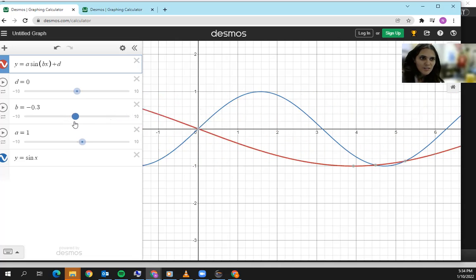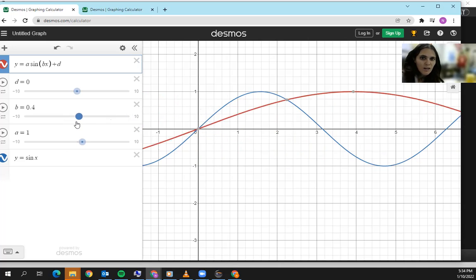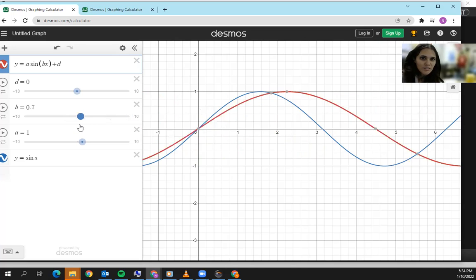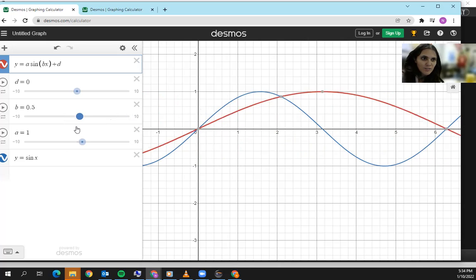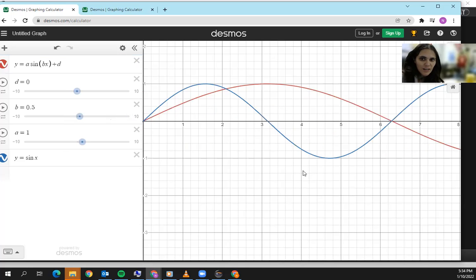Let's not go negative. B gets smaller, we are horizontally stretching. So look at that again. As b becomes a fraction less than 1, we are now horizontally stretching our graph. So let's make b 1/2. Let's see what the period is now.